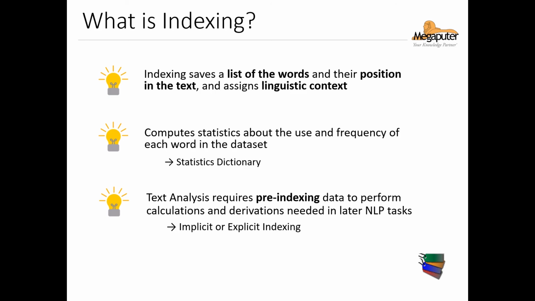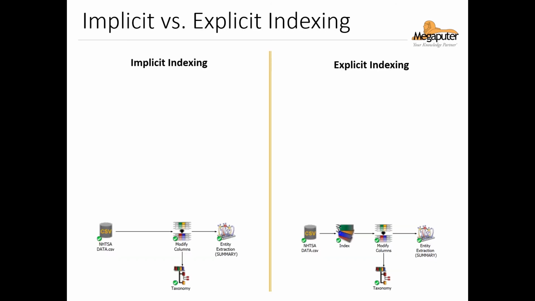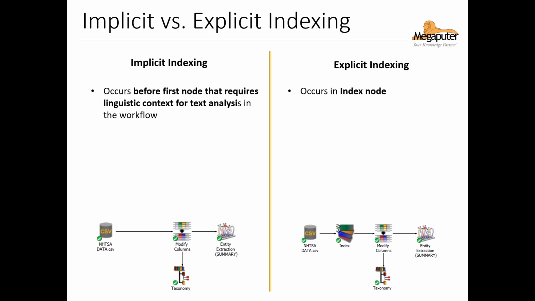Now, let's talk about the difference between implicit and explicit indexing using a workflow example. So the first difference is that implicit indexing occurs right before the first node that requires linguistic context for the text analysis in the workflow. When we attach and execute the entity extraction node here, the modify columns node right before it is re-executed to create an index. And this index is then saved for subsequent re-executions or subsequent text analysis nodes. So if I next attach a taxonomy node to the modify columns node, it won't need to re-index.